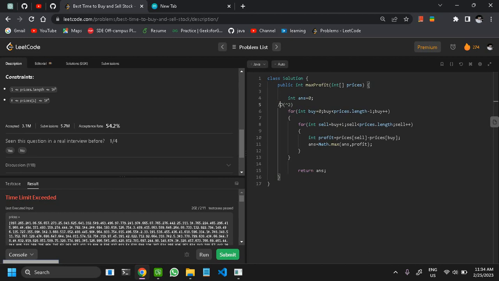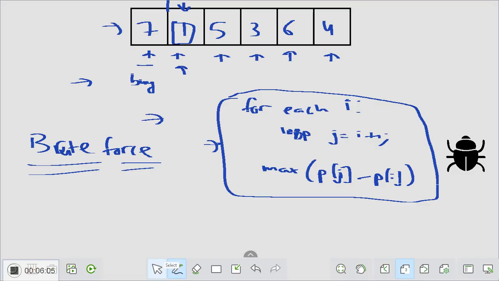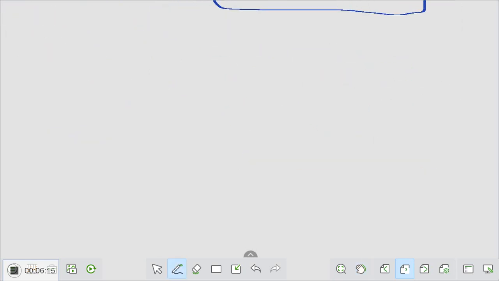So this is about our brute force approach, and since this is 10 raised to the power 5, we need a time complexity which is either O of n log n or something less than n log n. So let's see what else we can do here. Now let me move to the board. I want you guys to see here. Okay, so now I'm moving towards the optimized approach.